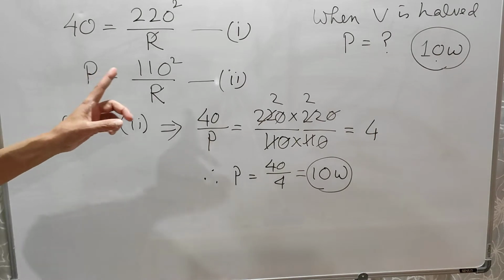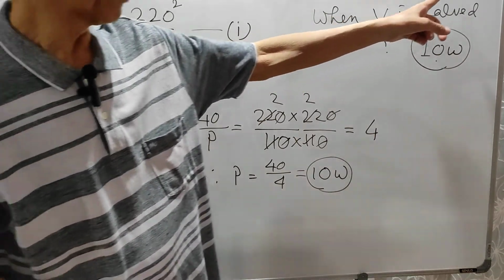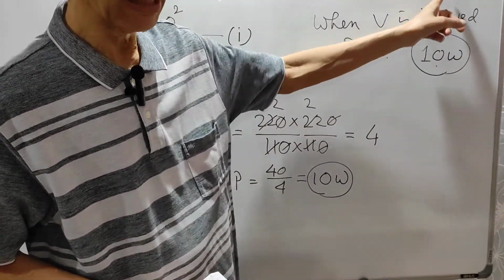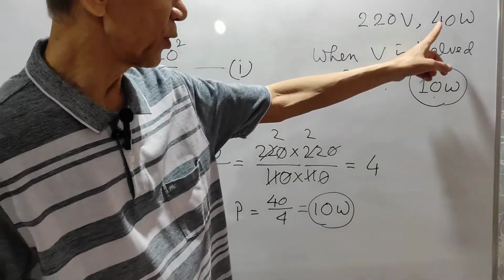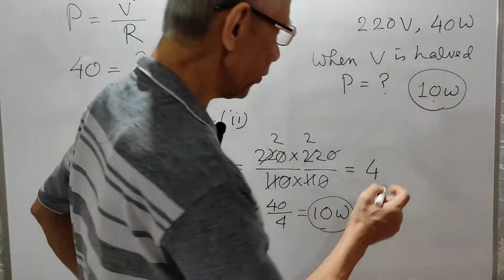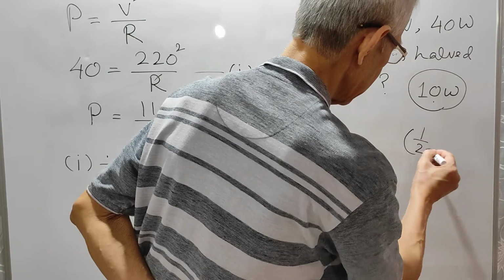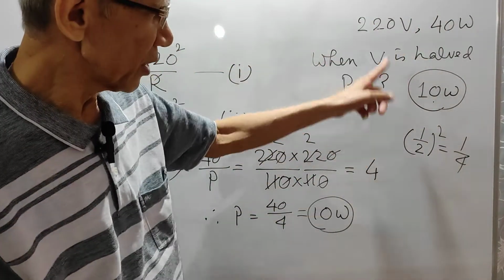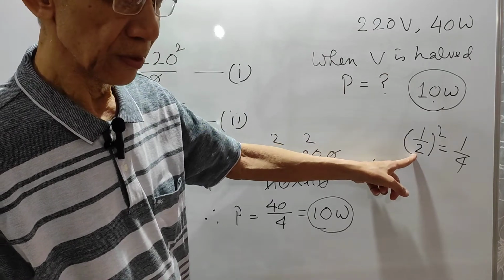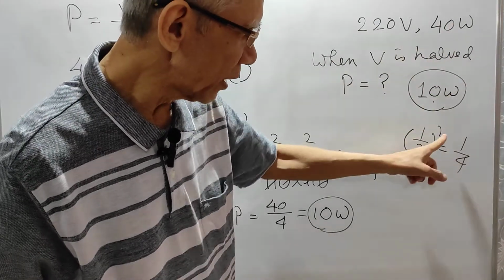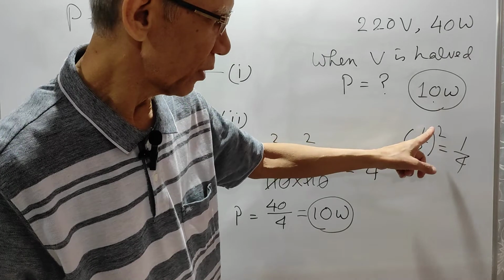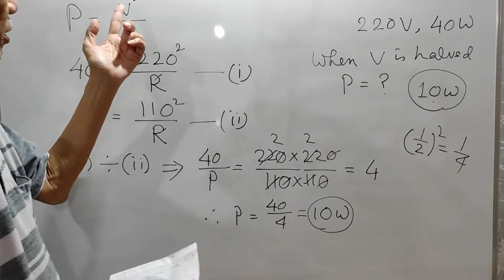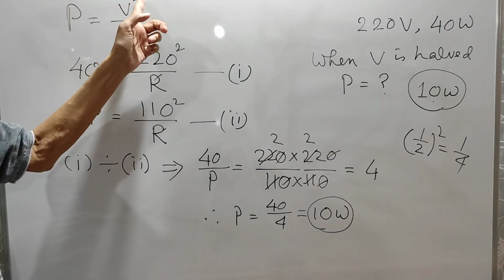So when potential difference is halved, the power of the bulb will not be halved, will not become 20. It will be 1/4. Why 1/4? Because half square is 1 by 4, you see. Potential difference is halved, 1 by 2. But power will be 1/4. Half square is 1/4. Why? Because this is a formula with a square.